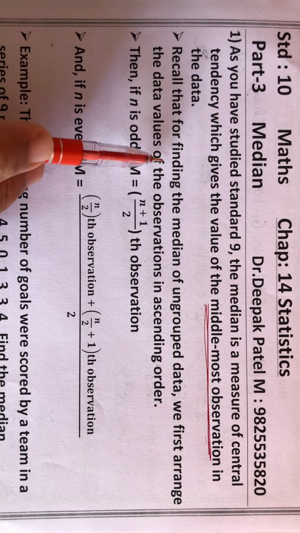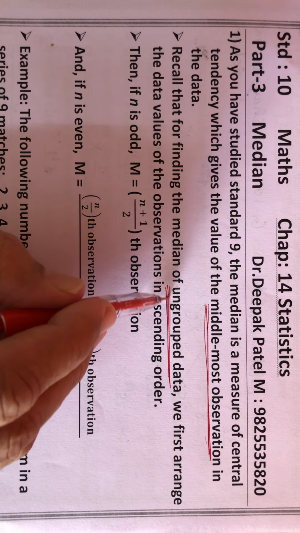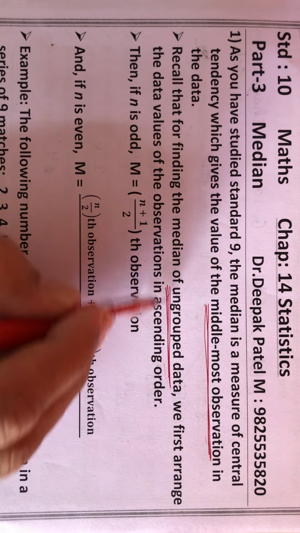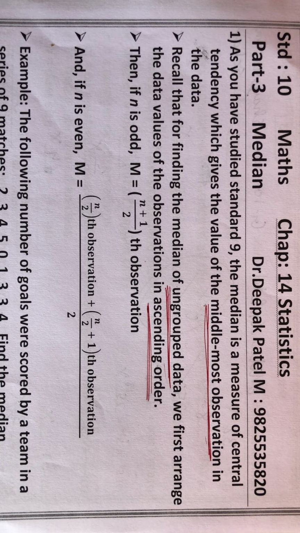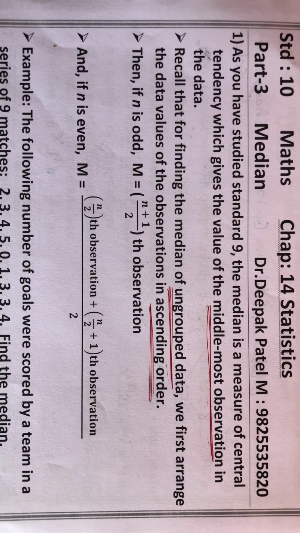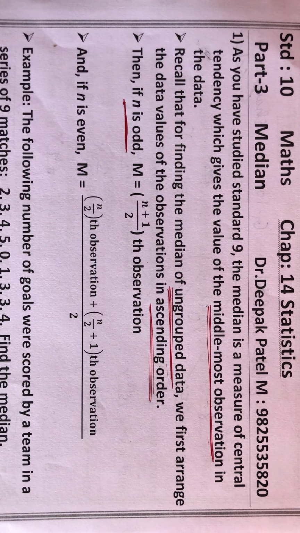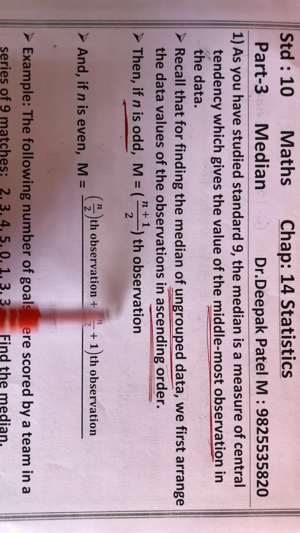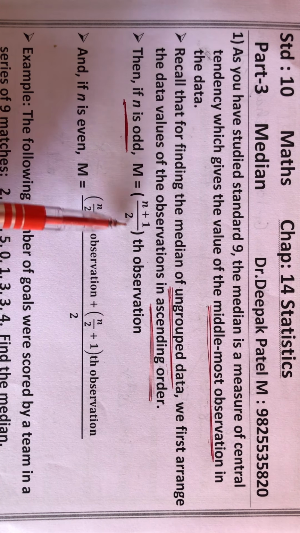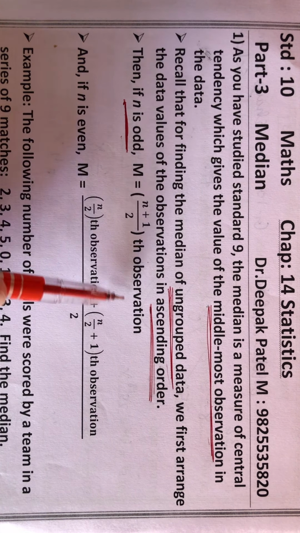Recall that for finding the median of ungrouped data in 9th standard, we first arrange all the values in ascending order, that is in increasing order. Then we apply the formula. If n is odd, meaning the number of observations is 3, 5, 7, 9, 11, 13 like this, use this formula: M is equal to (n plus 1) upon 2th observation. Do you remember it? Yes. M is equal to (n plus 1) upon 2th observation.